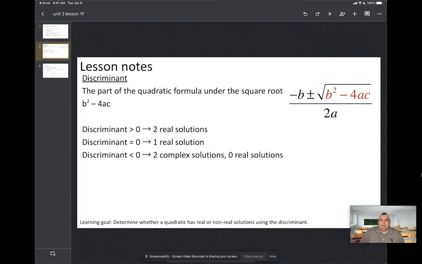Welcome back, everybody. We're up to the final lesson of Unit 3, that is Lesson 19. And what this lesson is about is something called the discriminant.